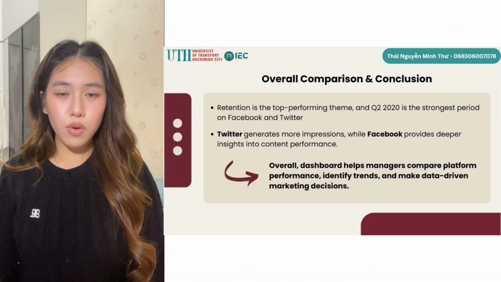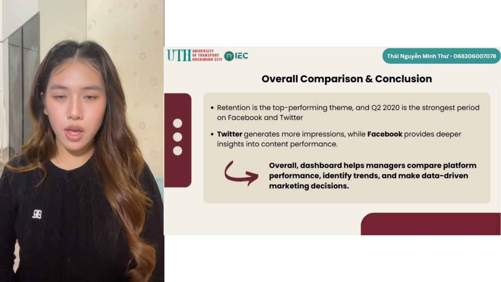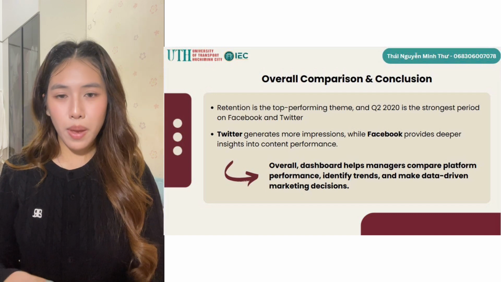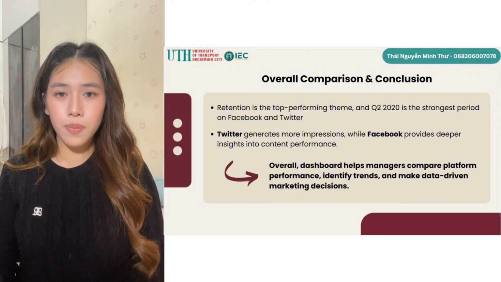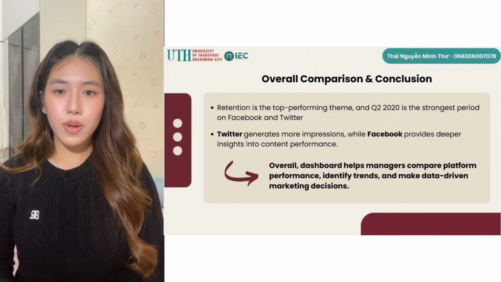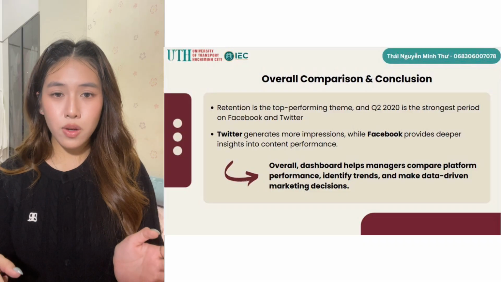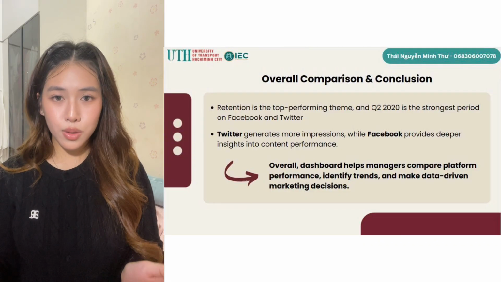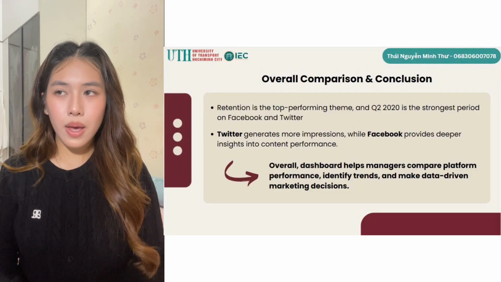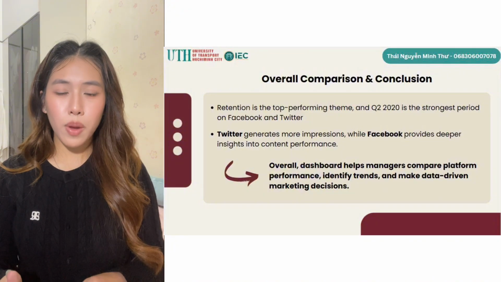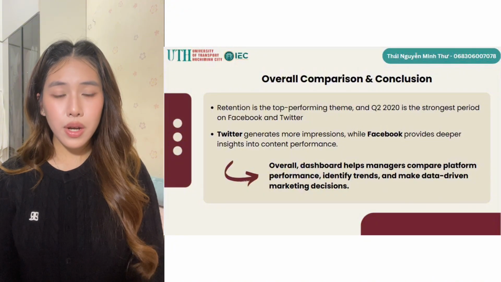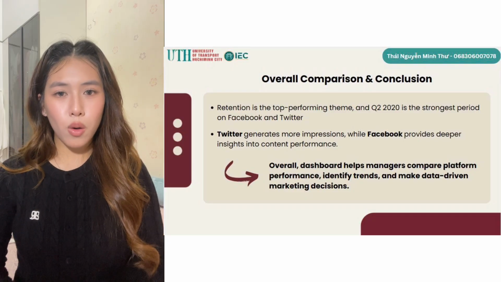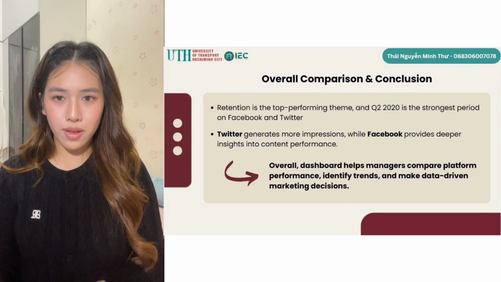And the last, overall comparison and conclusion. To conclude, when comparing Facebook and Twitter, we can see that both platforms show very similar performance trends. Retention is the best performing content term, and quarter 2 of 2020 is the most successful period for both platforms. However, each platform has its own strength.